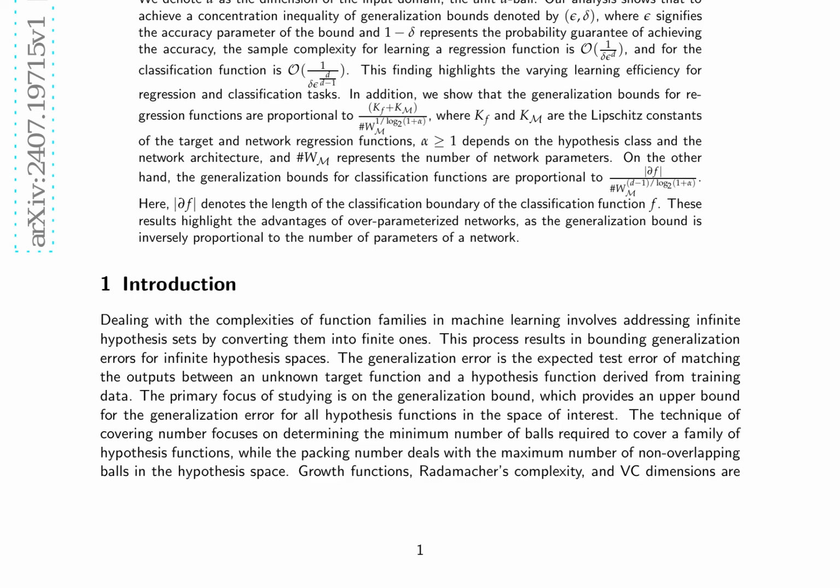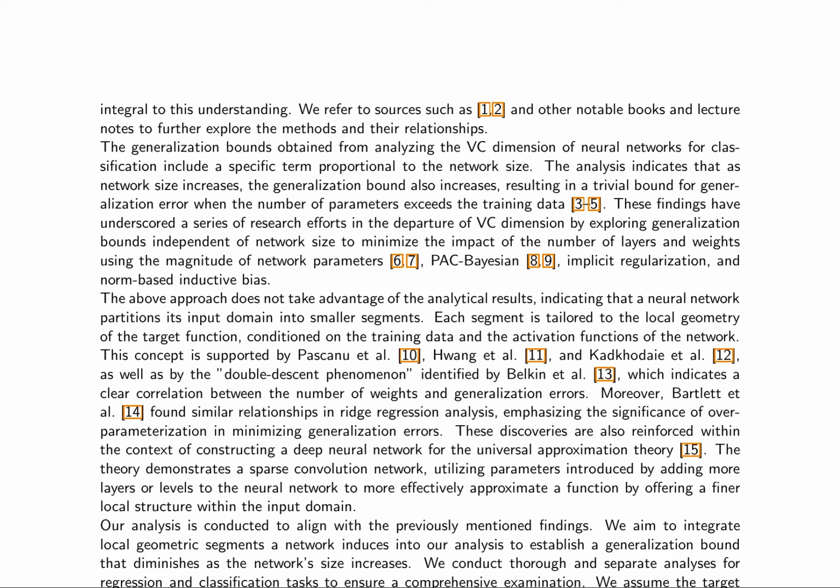For a one-hot classification function f with classification boundary ∂f, the bound is gamma_s^(d-1) times the volume of the unit (d-1)-ball times |∂f|, where d is the dimension of the input domain. |∂f| denotes the length of ∂f, and the volume of the unit (d-1)-ball is as stated. The analysis also establishes a relationship between the parameter value gamma_s and the number of network parameters.